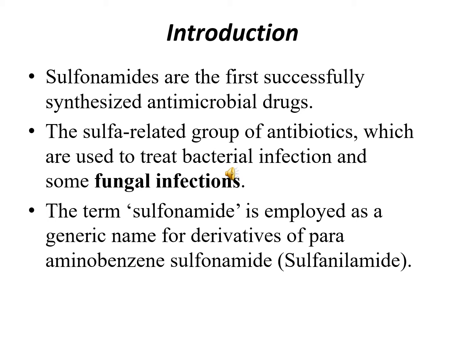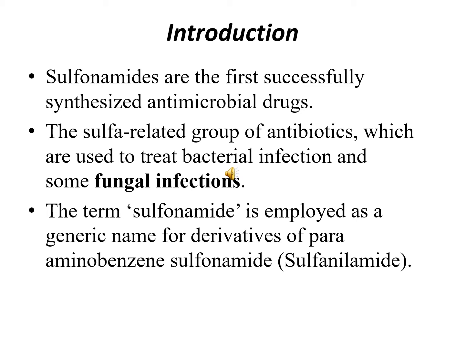Mostly, as we know, antimicrobial drugs or antibiotics are mainly obtained from living organisms such as fungi. So sulfonamides are drugs which are synthesized in the lab. They are not obtained from a living organism. That's why they are known as the first successfully synthesized antimicrobial drugs. A sulfur-related group is present in the sulfonamide, and they are mainly used for the treatment of bacterial infection and fungal infection.